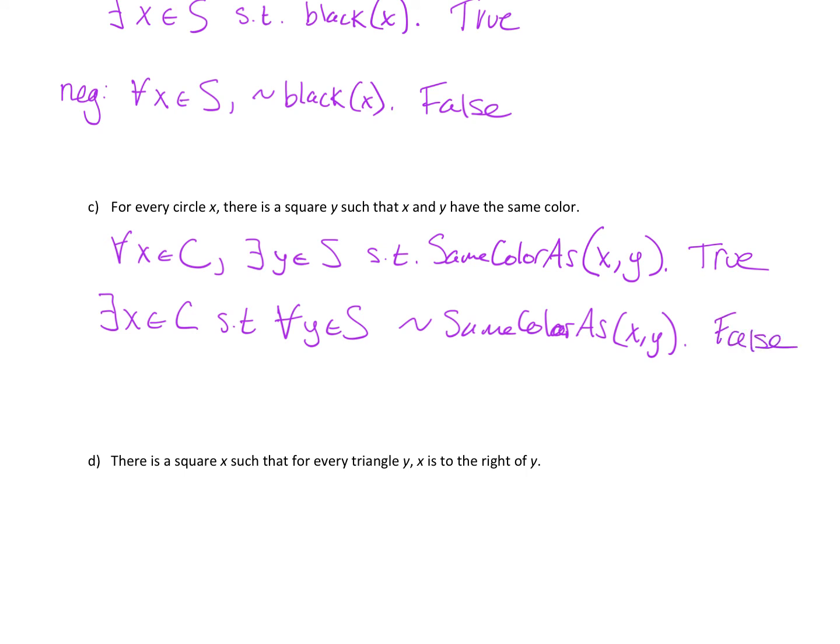Okay, D says there is a square x such that for every triangle y, x is to the right of y. So there exists an x in the set of squares such that for all y's in T, x is to the right of y. So the predicate for to the right of is right of, x, y. All right, so I need to go back up and look at the picture to decide if this is true or not.